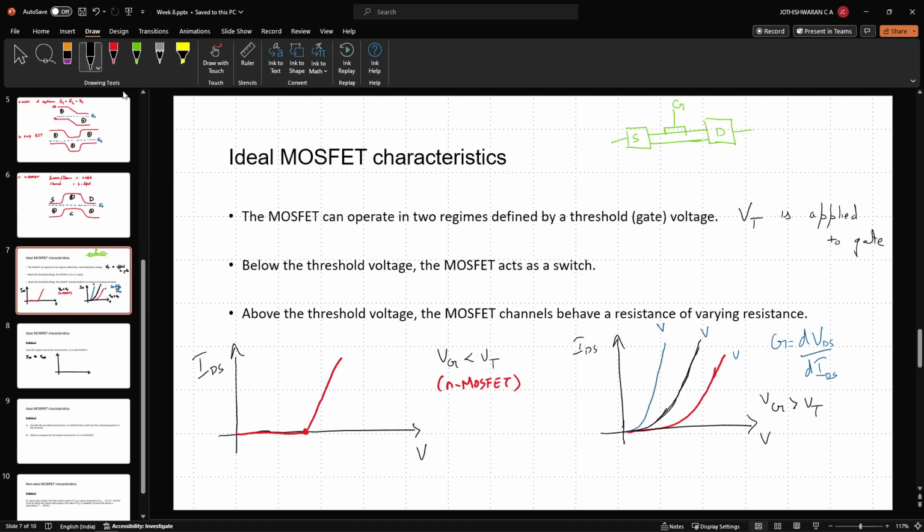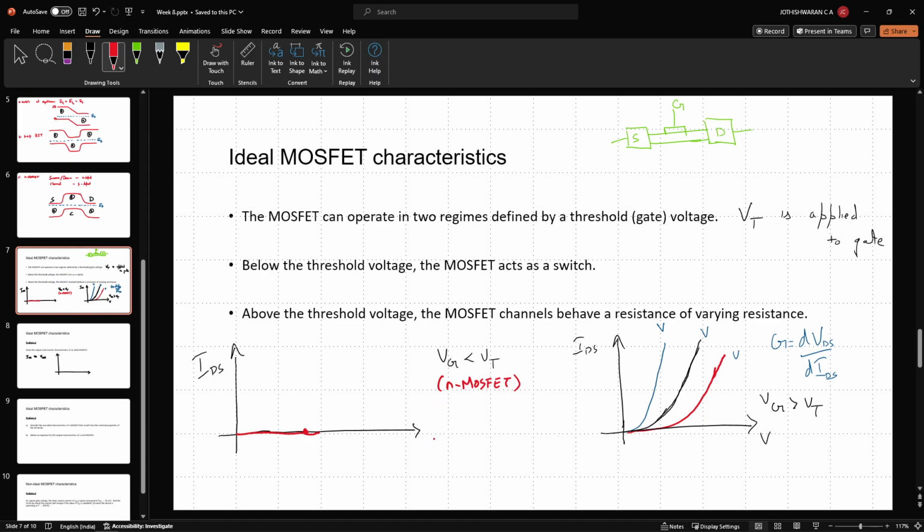So for VG less than VT, what is going to happen is this thing will not even rise. So it is going to be flat all through. And oh yes, of course, it's not going to be flat all through. It is going to be like this.